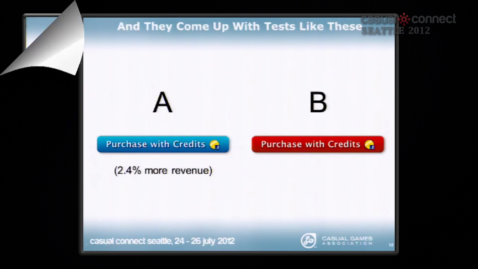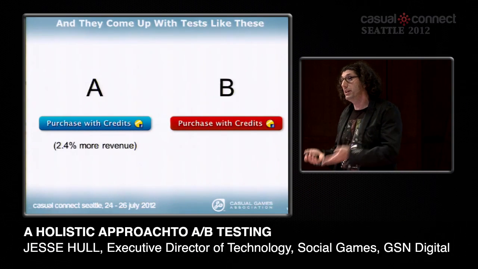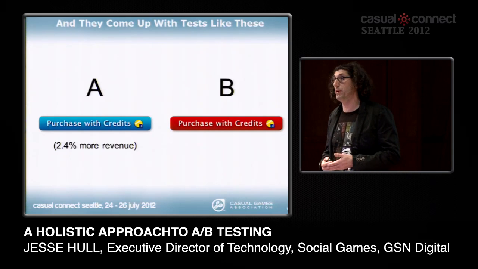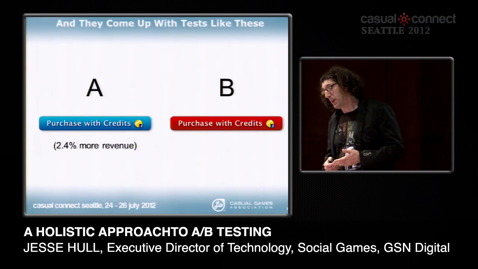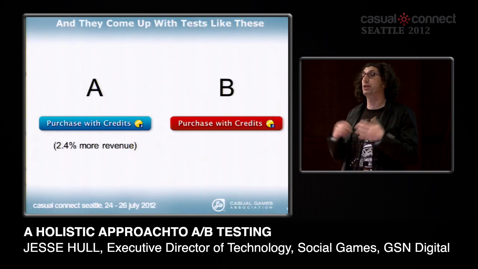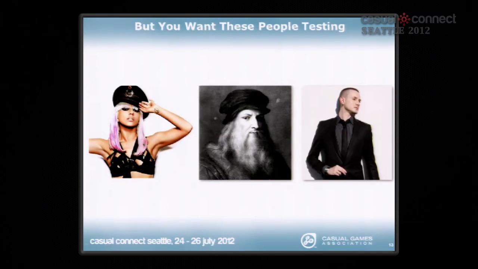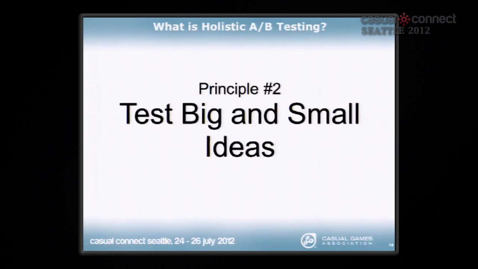Now, you should absolutely do these tests. They make meaningful impact in your business. 2% more revenue is very respectable. But you really want people to think bigger and more broadly. You want creative people in your organization thinking about testing too. Bonus points if you can figure out who all those people are. And that kind of leads to the second principle of holistic A/B testing. You need to test big and small ideas.